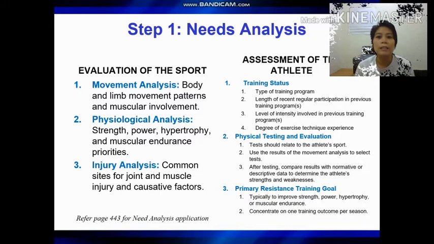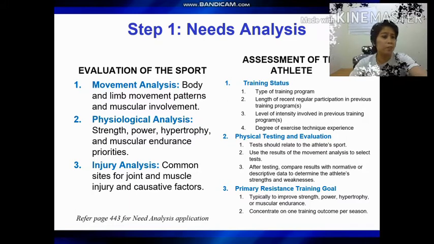The first step is need analysis. When we talk about need analysis, we will talk about the needs of the athletes based on their sports. Okay, we evaluate the athlete's sport. For example, you are going to train conditioning-wise for football players, so you have to know the movement analysis, physiological analysis, and injury analysis, right?